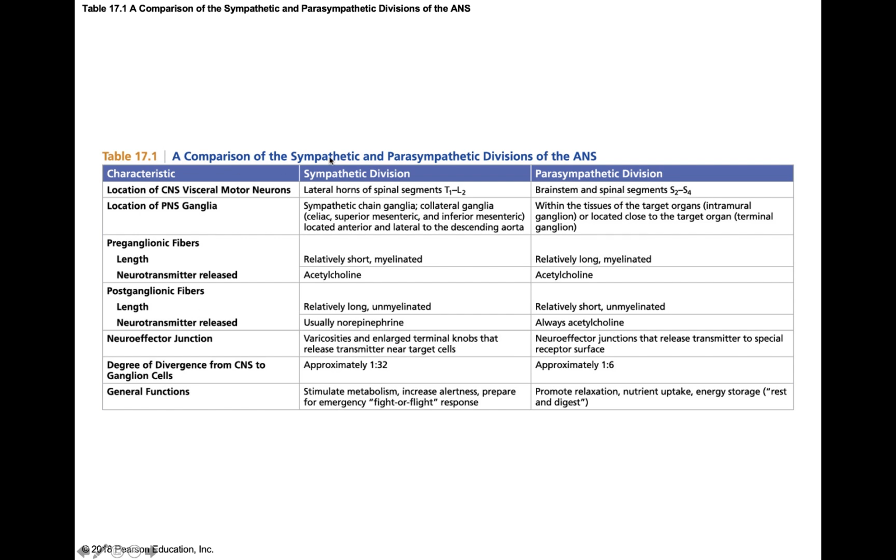And then in the parasympathetic, we saw that sometimes there are preganglionic fibers that form a branching network that can affect a lot of target cells. And don't worry about the degree of divergence. And then the general functions of the sympathetic: they're going to stimulate metabolism, so this is an excitatory response, increase alertness, prepare for emergency, fight or flight response. Parasympathetic is going to promote relaxation, nutrient uptake, energy storage, so rest and digest is the function.